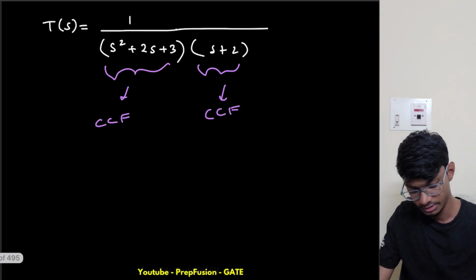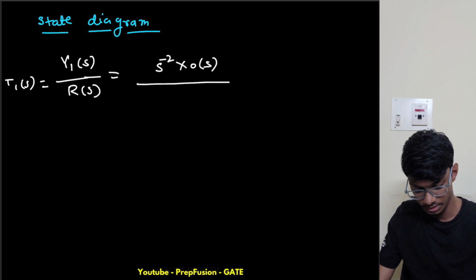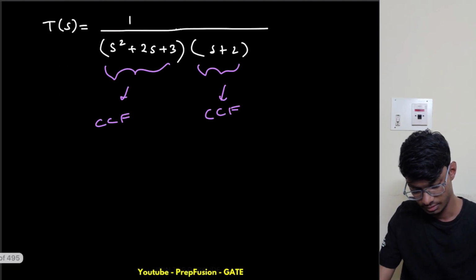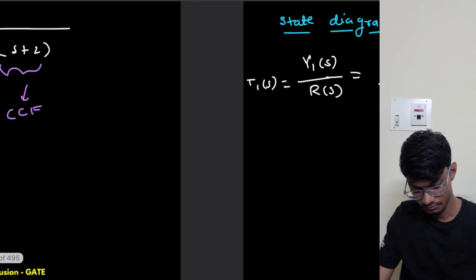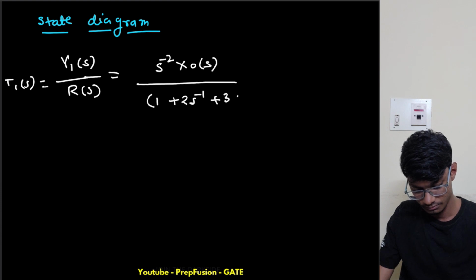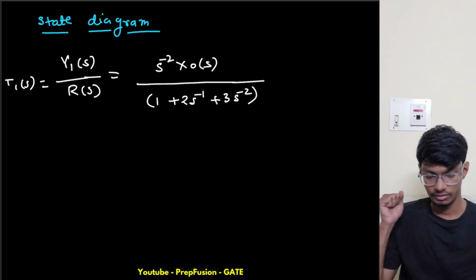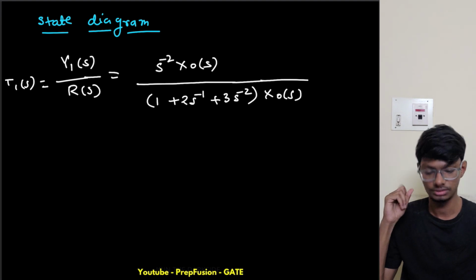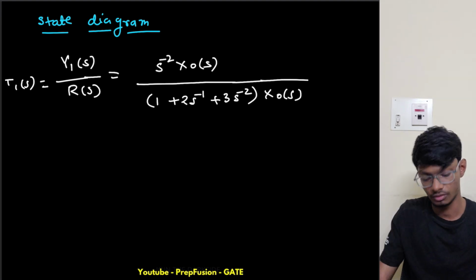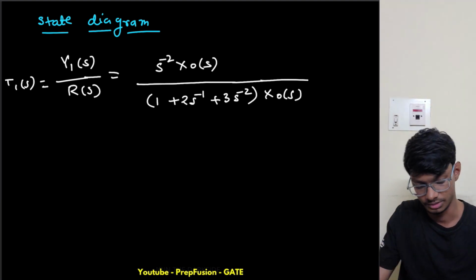So what I will do is simply take common the highest power and multiply by the dummy state variable. So this will become 1 plus... so this is what my y1 upon r of s into x of s is basically, right? So this is what it is. Now how to draw the state diagram? This one I may do a bit slowly.